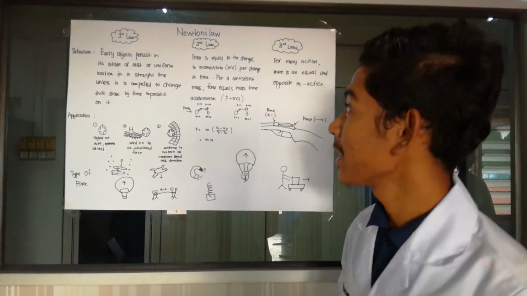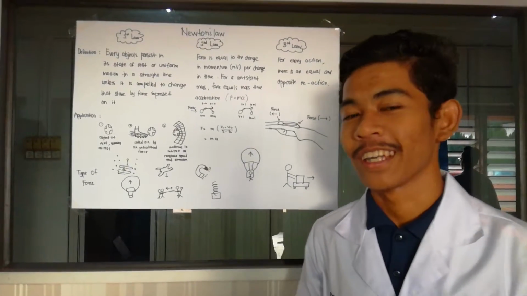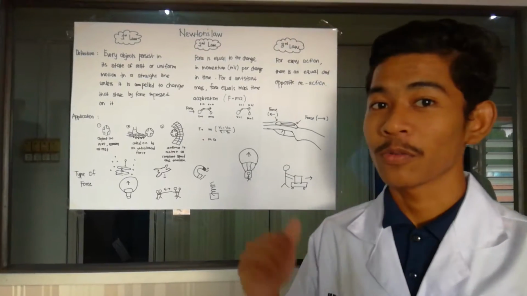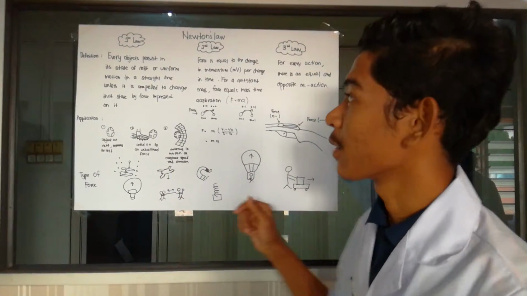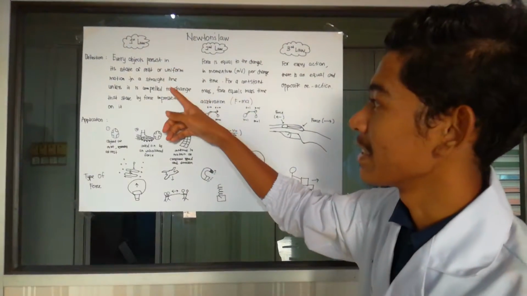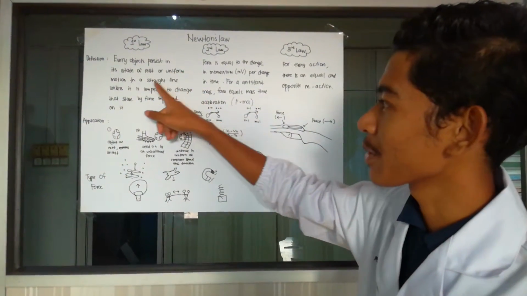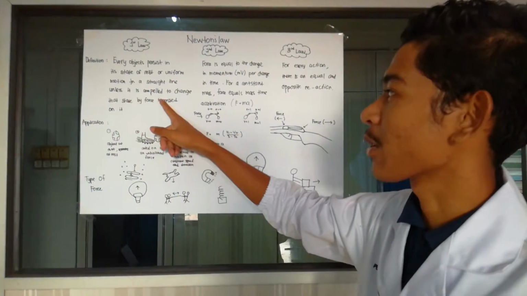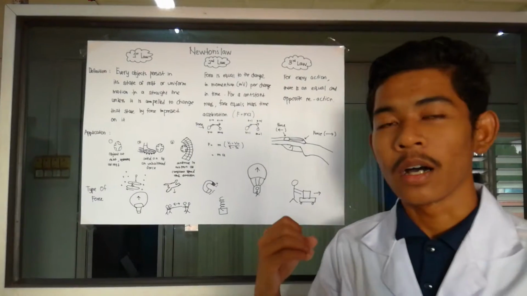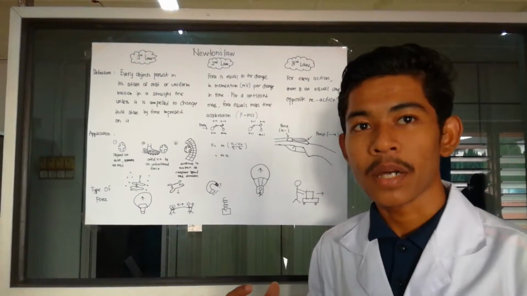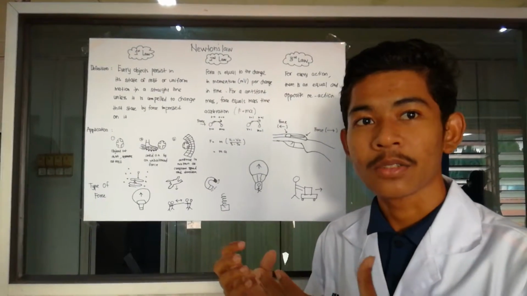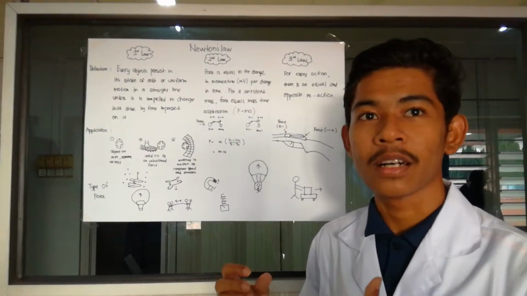So I will explain about Newton's laws. Newton's laws have three types: first law, second law, and third law. For the first law, the definition is every object persists in its state of rest or uniform motion in a straight line unless it is compelled to change that state by force impressed on it. An object tends to stay at rest, but when a force acts on it, it will move from its state.